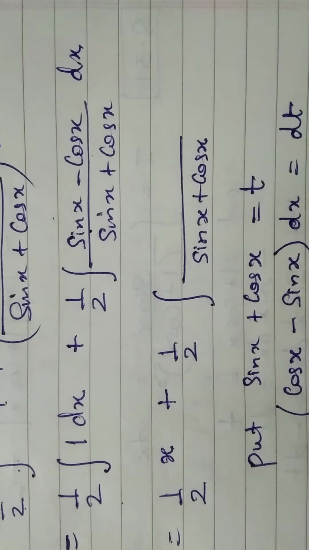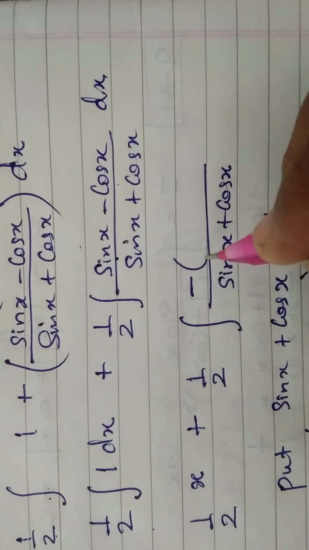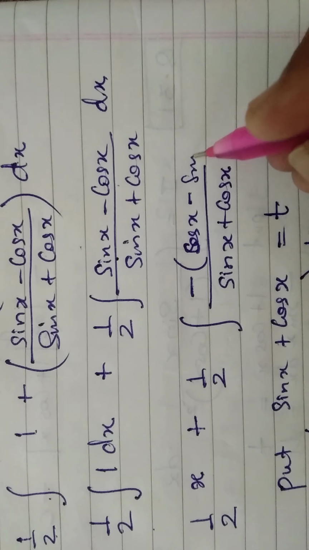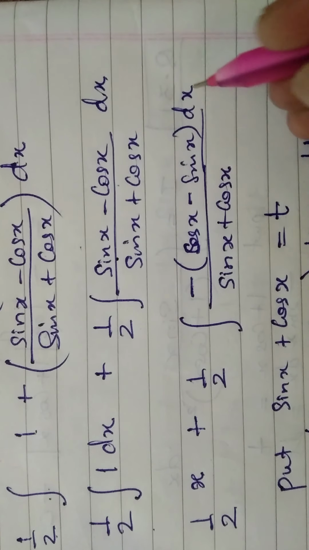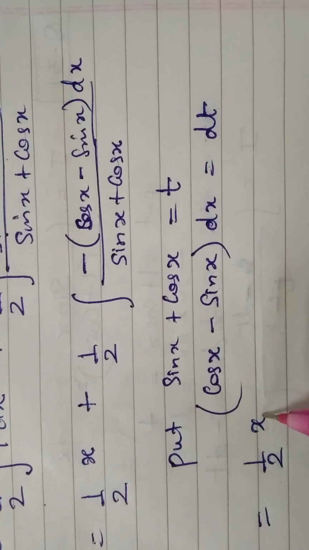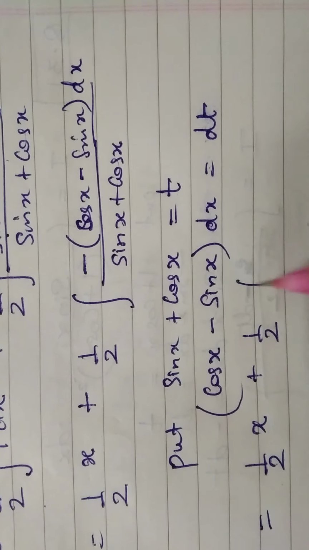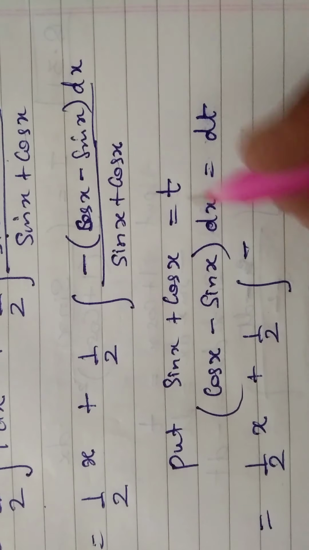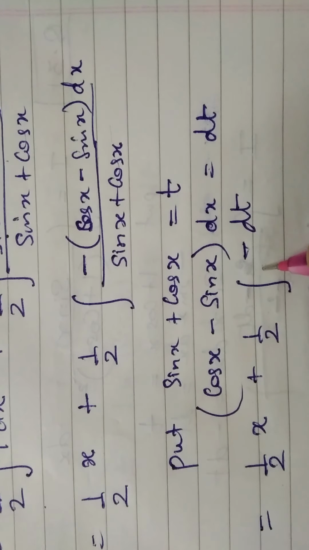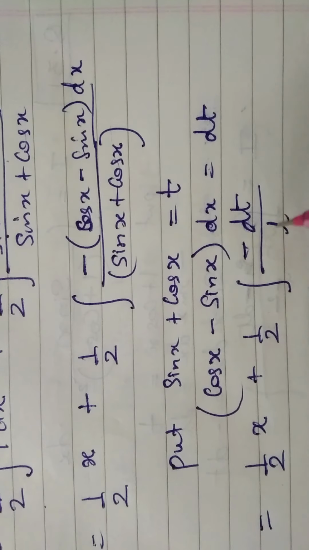I have sine minus cos, and I want it as cos minus sine. So I can write this term as minus an integral of cos of x minus sine of x into dx. Now as per my substitution, I'll keep writing this half x as it is, then plus this 1/2 as it is. Now the integral, this minus sign as it is, this bracket into dx, I got it as dt, so that is minus dt, and upon this denominator I have taken it as t, so this became upon t.